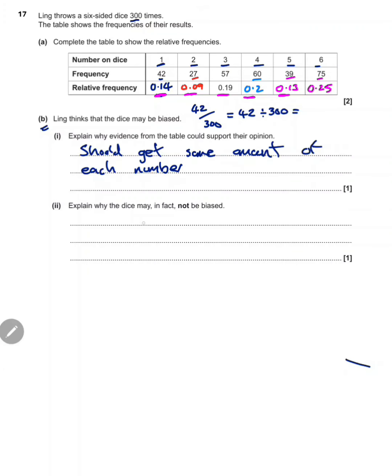And then we move on and say, explain why the dice may in fact not be biased, why this could actually be a fair dice, even though we don't get the same amount of each number. And the reason is, he only threw 300 times, which is not a lot of times to throw a dice and say whether it's biased or not, believe it or not. If you threw this dice 1,000,000 times, or even 10 million times, then you might find that you get the same amount of each number. And in fact, the more times you do an experiment, the more likely you are to get the probabilities that you're meant to get from fair dice.